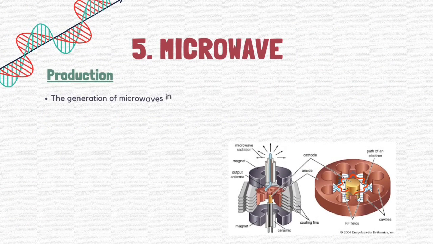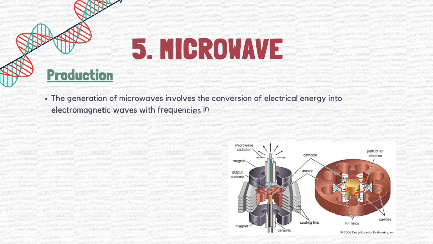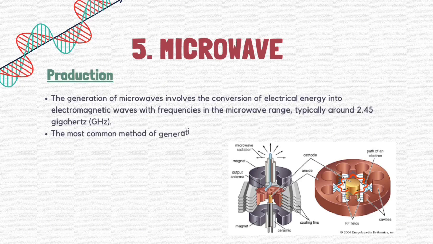And to our last topic, which is microwave. The production of microwaves is as follows. The generation of microwaves involves the conversion of electrical energy into electromagnetic waves with frequencies in the microwave range, typically around 2.45 GHz. The most common method of generating microwaves is through a device called a magnetron. The magnetron is as shown in the diagram below.